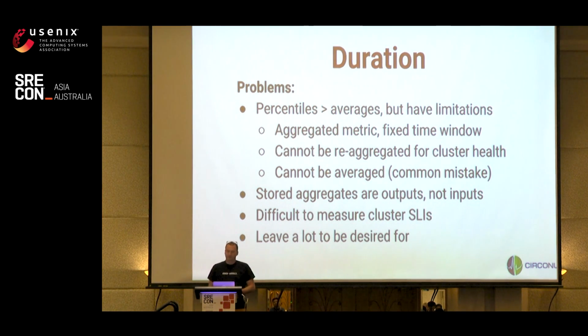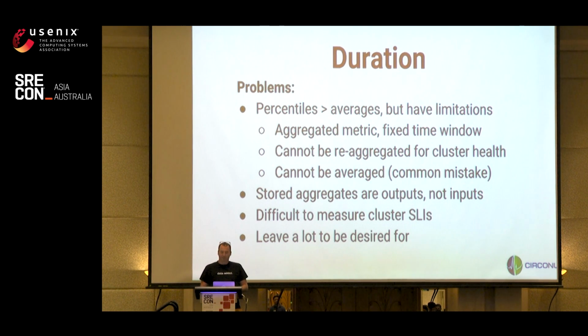So percentiles are generally better metrics than averages, as you're expressing a range of values with multiple data points instead of just one. But like an average, percentiles are an aggregated metric, and they're calculated over a fixed time window for a fixed data set. If we calculate a duration percentile for one cluster member, we can't take that and merge it with another cluster member's percentile to get an aggregate performance metric for that cluster. And the reason for that is that you cannot average percentiles.